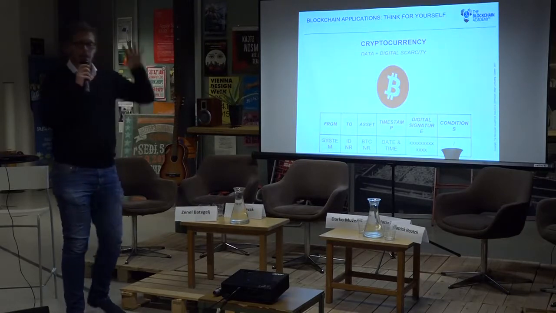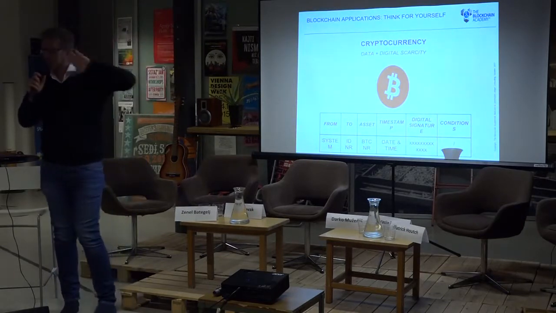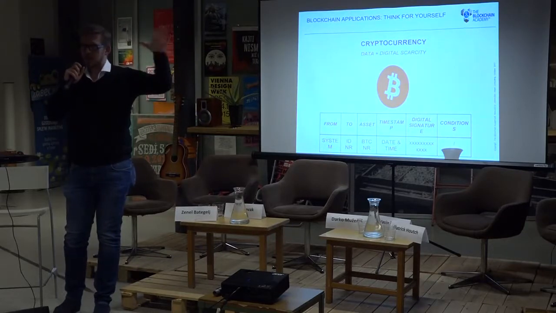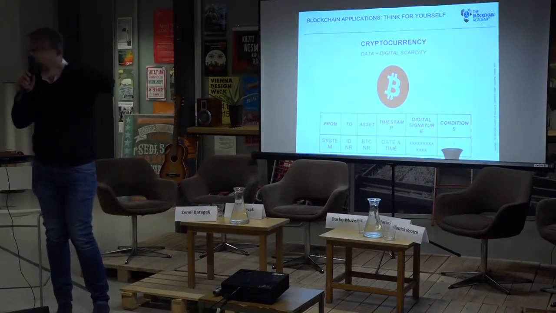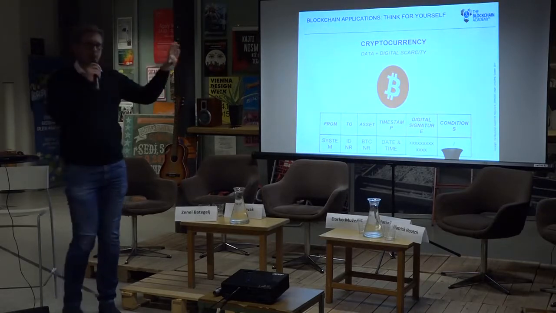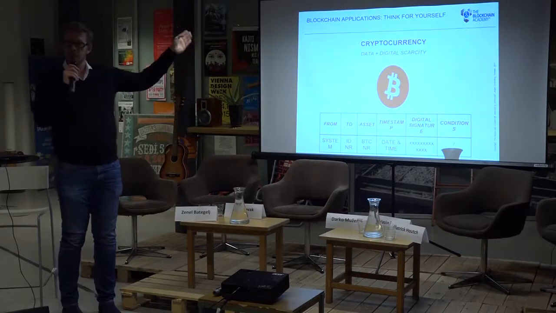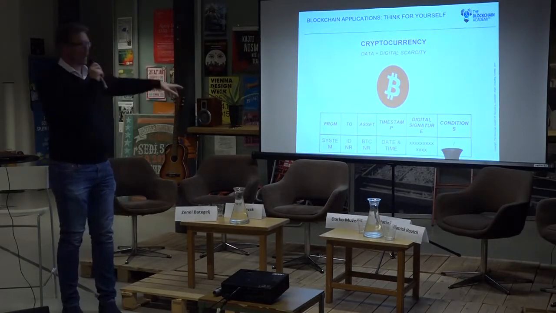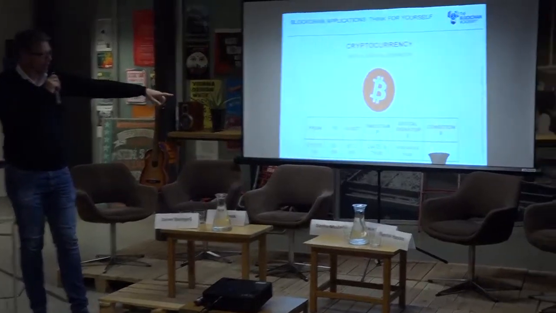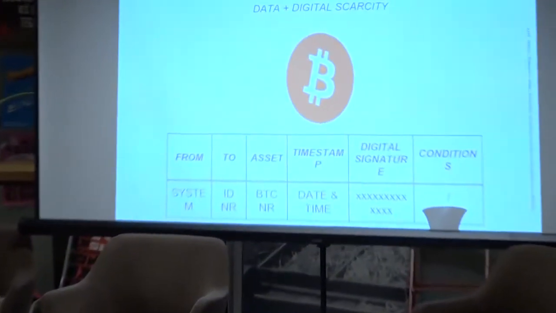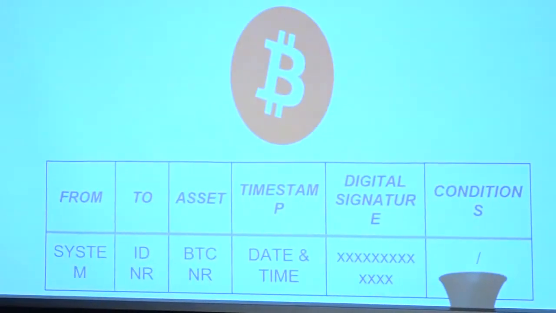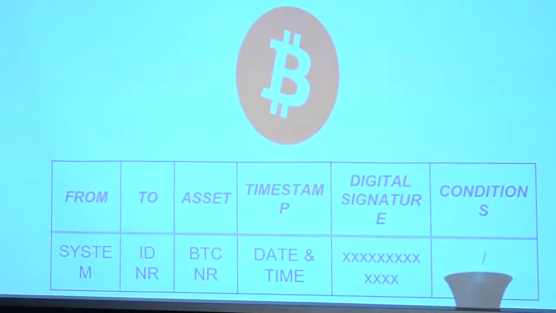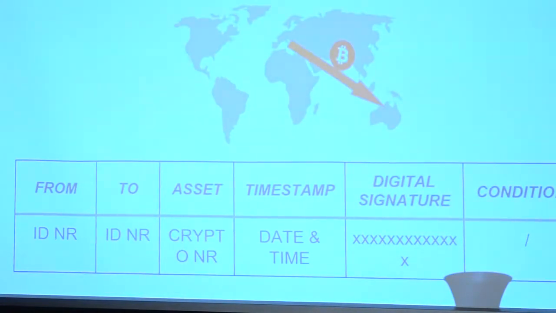Let's take out of the building block assets data. Data is an asset, okay? And let's combine that with digital scarcity. Well, we have what we all know, Bitcoin, okay? And how is that written in the database? So on the bottom of the slide, you see the system sends to a certain person a certain Bitcoin number. It is timestamped, it is signed, and you created Bitcoin. First example. Second example, you can also, with the blockchain, transfer that Bitcoin, okay?